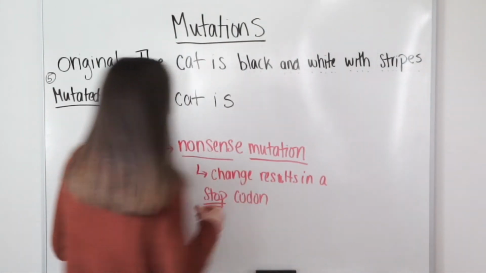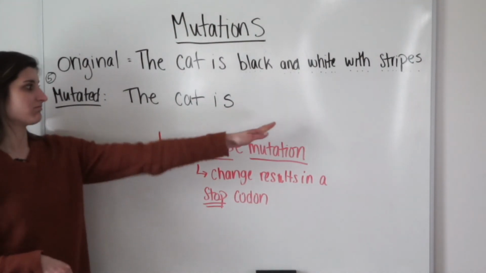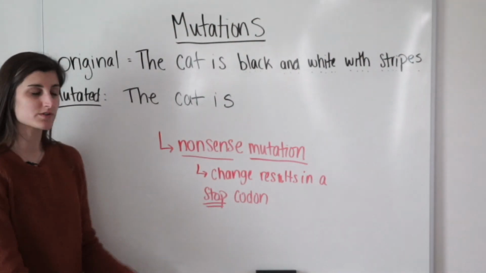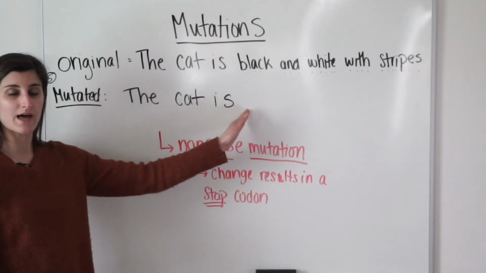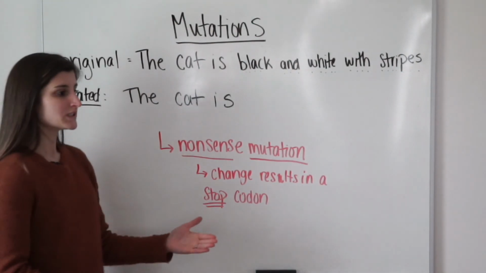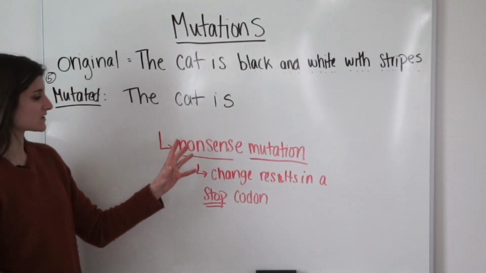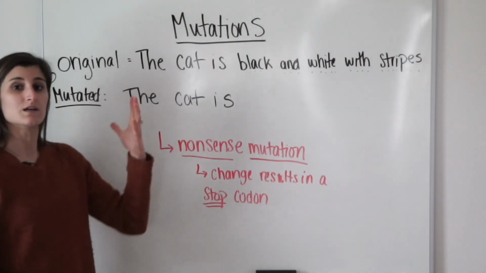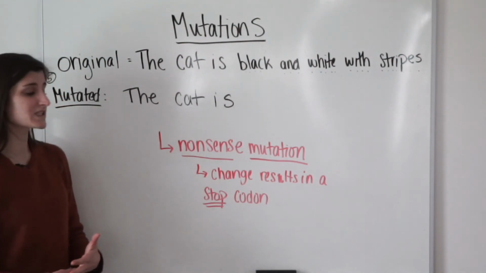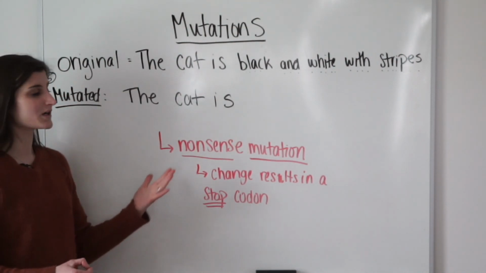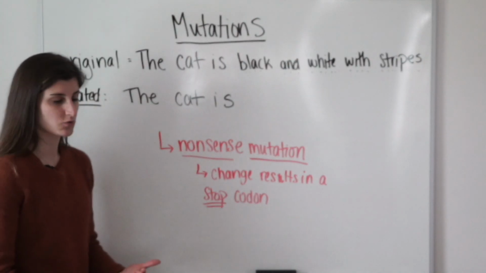where we have 'the cat is,' and then nothing else afterwards. What this is representing is that there was a stop codon that was now being coded for, which wasn't there originally. Because of this stop codon, this is a nonsense mutation. Because of the stop codon, the rest of the sentence is unable to be completed. It's the same idea for a protein. If a stop codon is in the middle of a sequence, then nothing else is going to code afterwards.